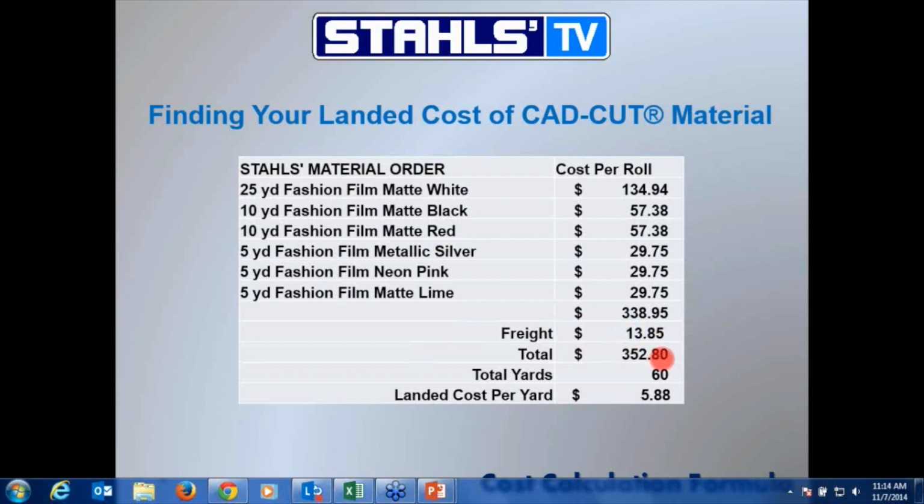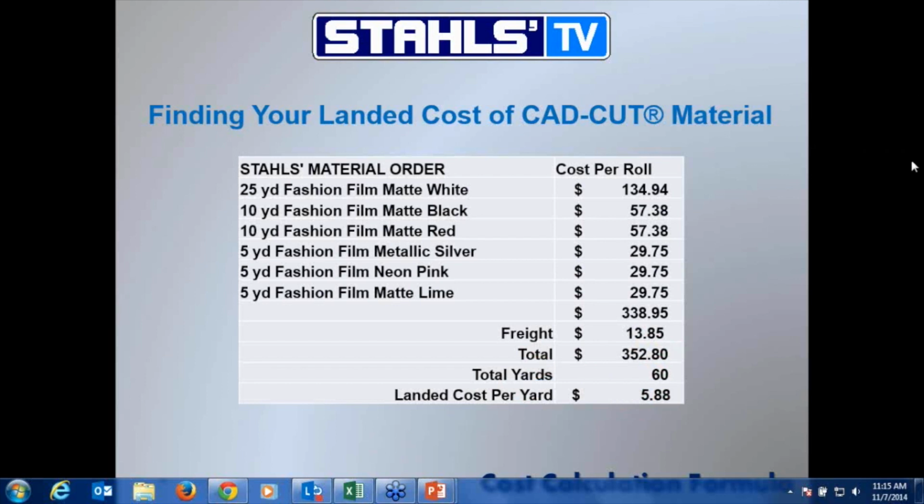So we take the total order cost divided by the number of yards. I'm not dialing this back specifically to do 5-yard rolls only or 25-yard rolls only. I want to get a good average of the size of rolls that I bring into my shop. So I total this up with the average freight cost to get it to me, and I can see I have 60 total yards. So 352.80 divided by 60 gives me an average landed cost per yard for fashion film of 5.88.